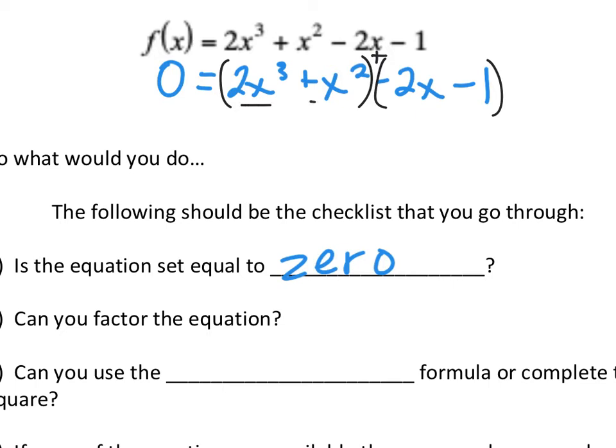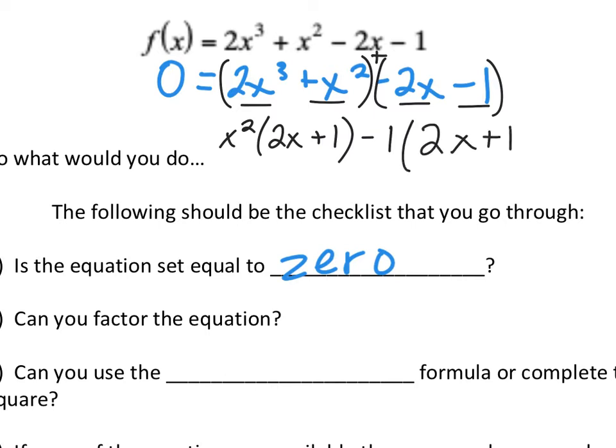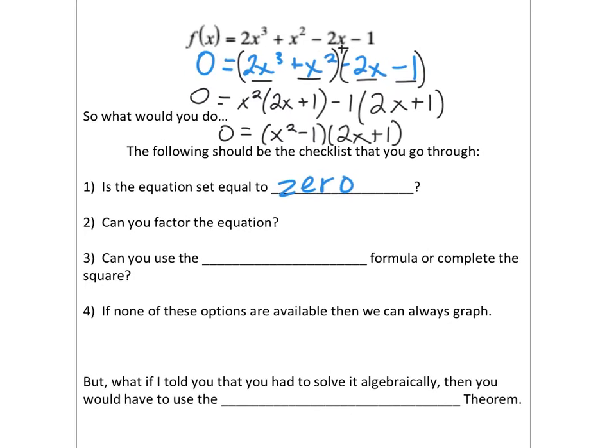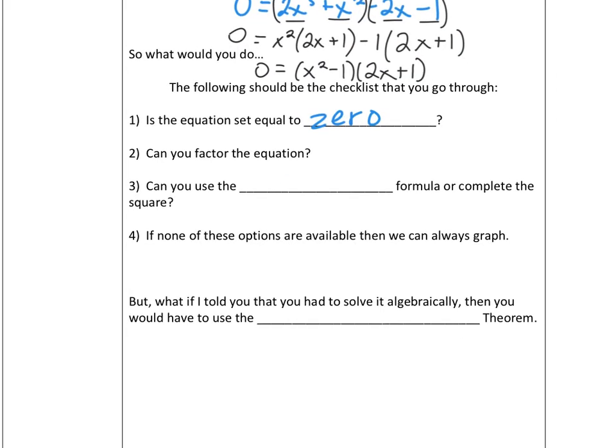So for instance here, these would have an x squared in common, and there would be a 2x plus 1 left. Here, these would have a -1 in common, which would then give me a 2x plus 1. Okay, good news, my parentheses match, so 0 equals x squared minus 1 times 2x plus 1. Great. Factored it. Awesome.